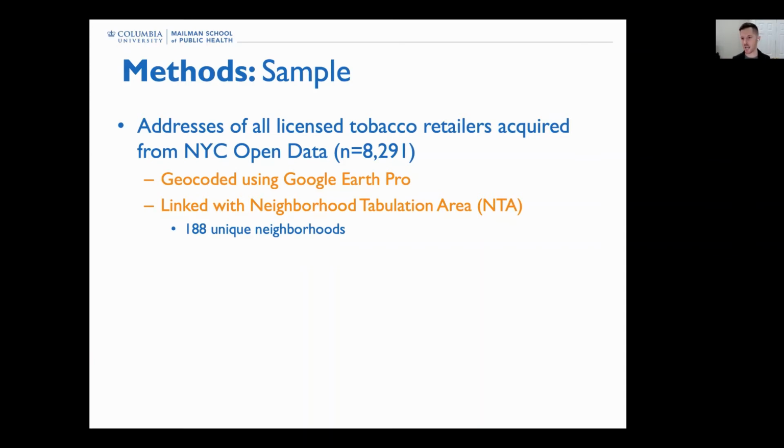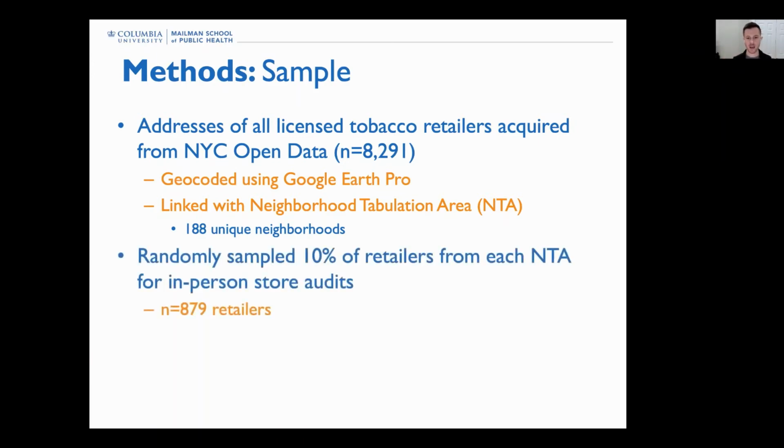And there are 188 NTAs in New York City. So again, we linked all of those points with their underlying NTA, and we randomly sampled 10% of retailers from each neighborhood. And those are the retailers that we would visit in person for audits. So our final sample included almost 900 tobacco retailers.